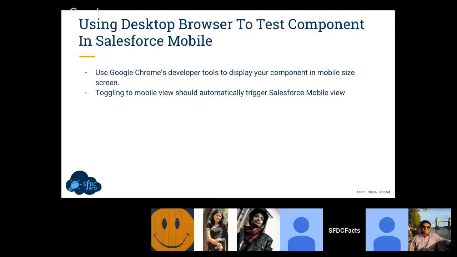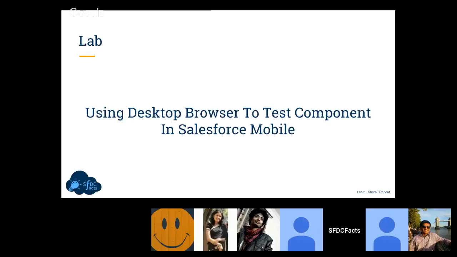Yeah, so this part we could not cover yesterday, but let's do it today. Using your desktop browser to test your component in Salesforce Mobile. For this, let's use Google Chrome developer tools to change the display size of your browser to a mobile screen. And we will see how your component will look in the Salesforce mobile app. And also we can toggle the mobile view to tab view, or normal desktop view again using the Chrome browser. So let's do this part.